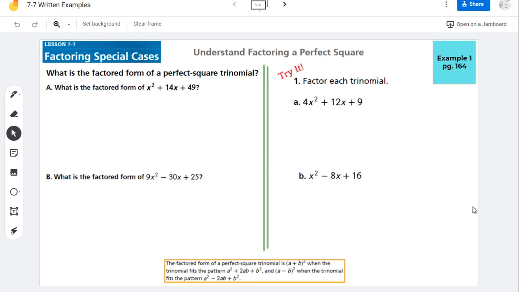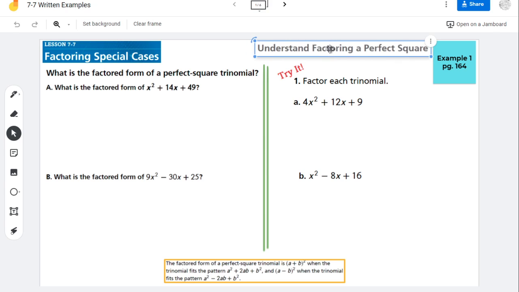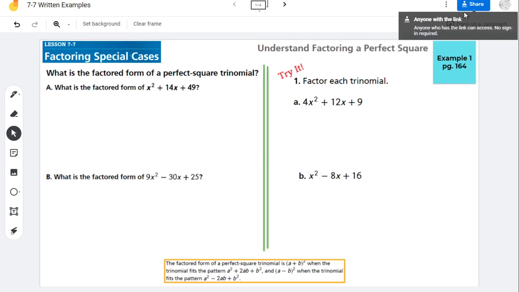In today's video I'm covering example 1 from lesson 7-7 in the SavvasRealize Algebra 1 textbook. The goal of today's video is to understand factoring a perfect square.